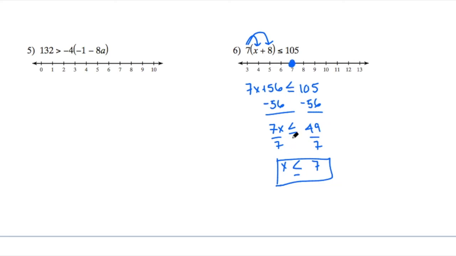This time we need the numbers that are less than 7. So 6 would work, 5, 4, 3, you know, all our negatives would work. So we're going to make a solid filled in line this way and an arrow pointing towards the left.